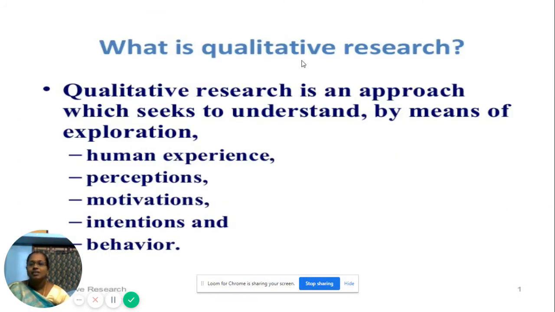Next, qualitative research. What do you mean by qualitative? Quality, and based on that, this research is based on quality. Qualitative research is an approach which seeks to understand by means of exploration. So, explore the ideas. That is known as qualitative research. Qualitative research is based on collecting, analyzing, and interpreting data by observing what people do and say. You can get data from authorized people.